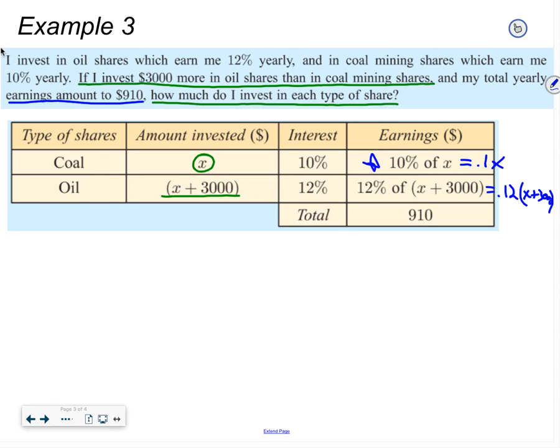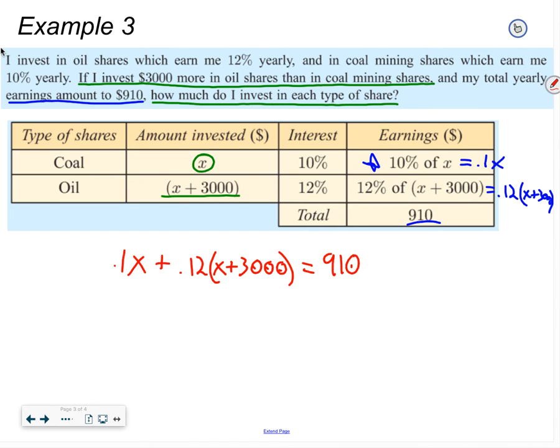Okay? And then I know the total is going to be 910. So those added up together is 910. So from that, I can go ahead and generate my equation. I have my earnings from coal, so 0.1x plus the earnings from my oil, which is going to be 0.12 times x plus 3,000. And all those earnings together need to net me a profit of $910.